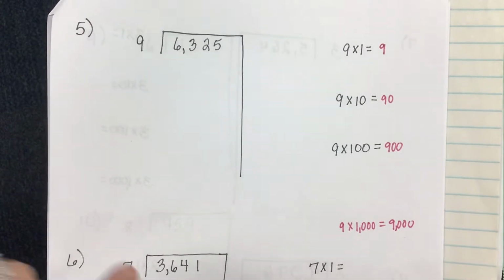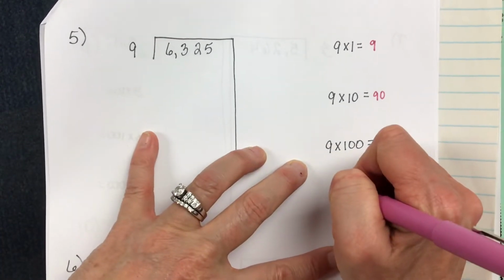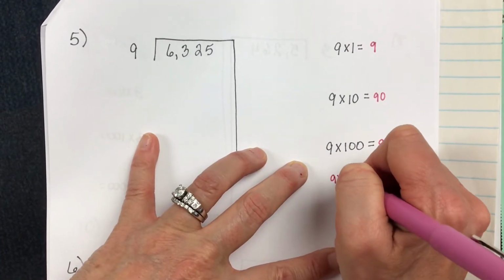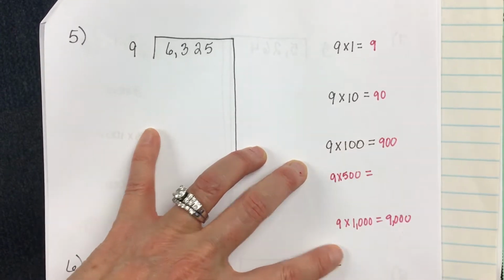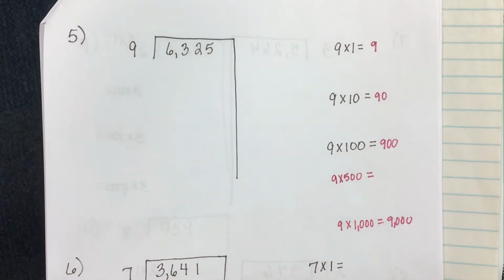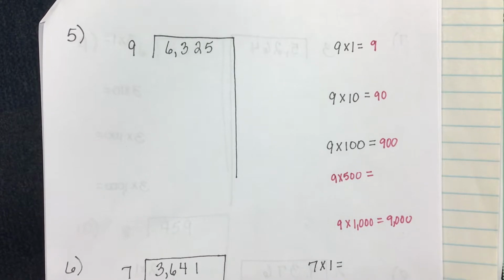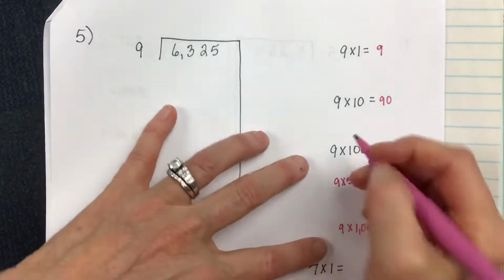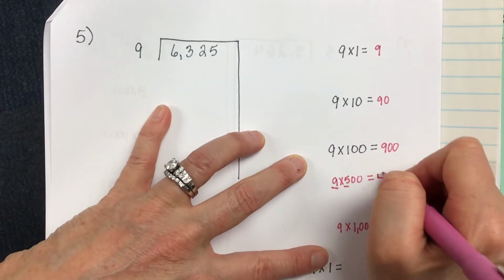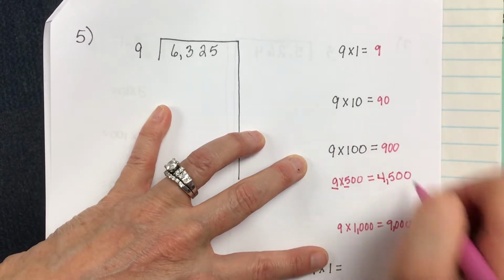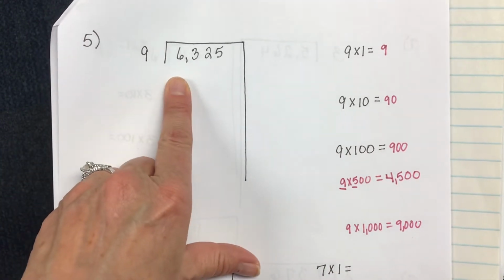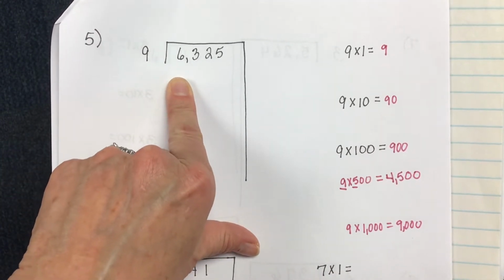Okay, so what we can do here is we know we can subtract 900, and we know we cannot subtract 9,000. So if we go halfway between that, 9 times 500 is what? What is 9 times 500? Stella? 4,500. Very good. 9 times 5 is 45, and then I need to add my 2 zeros. Can I subtract 4,500? Yes.